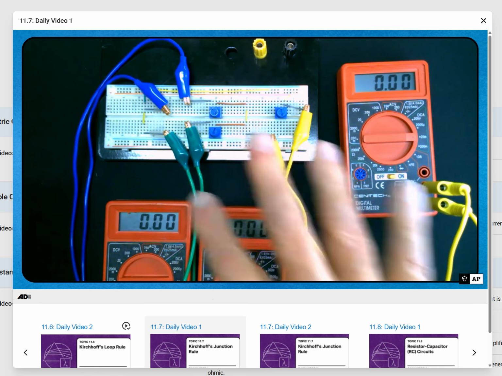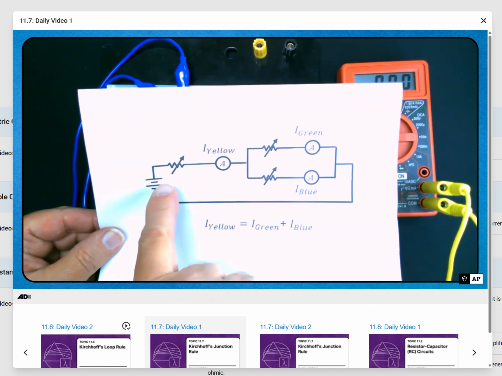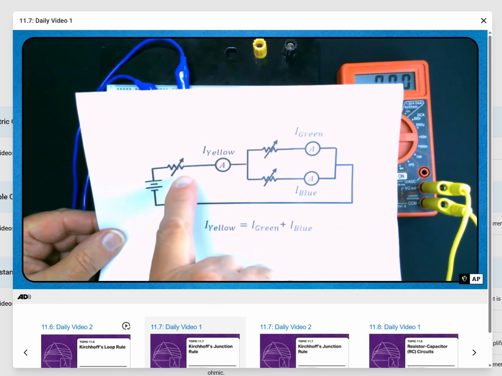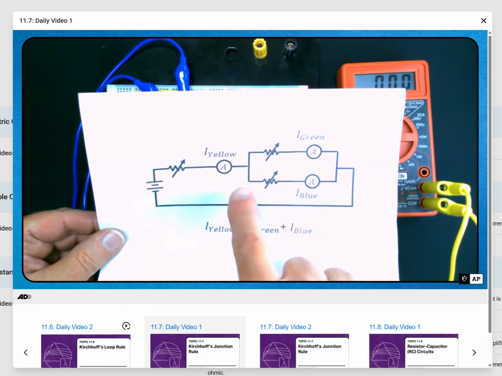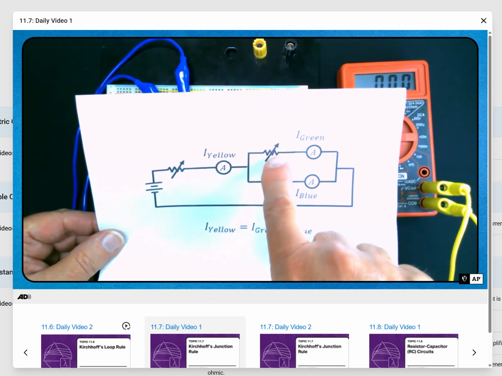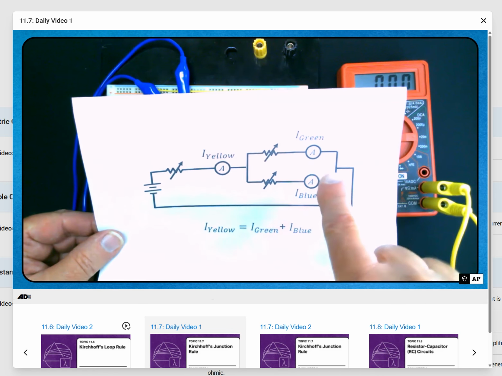I built this crazy contraption here. Let me show you what the circuit looks like. It's pretty simple. It is a battery that goes into a resistor. This arrow here means it's a variable resistor. I'll show it to you in the circuit itself in a moment. We then have an ammeter hooked up, that is the yellow wires. It then branches into a parallel part where we also have some variable resistors. And I have two ammeters hooked up there, one with green wires, one with blue wires, and then they join back together and go back into the battery.